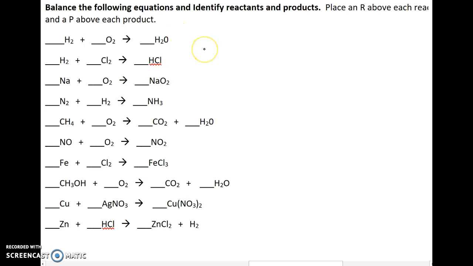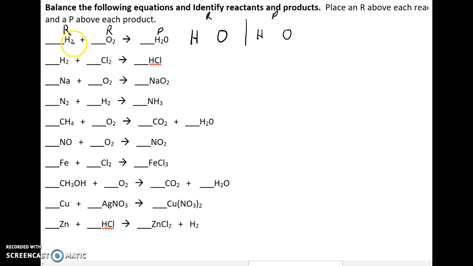So the first thing we're going to do is make a list. I'm going to make a list of atoms of each element in the reactants and in the product. My reactants are my hydrogen gas and my oxygen gas. My product is the water. So these are reactants, and these are products. I want to make my lists in the same order, and that just helps me to be able to compare my two lists and make sure that they are the same.